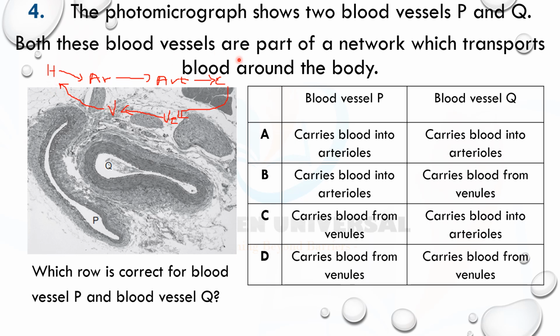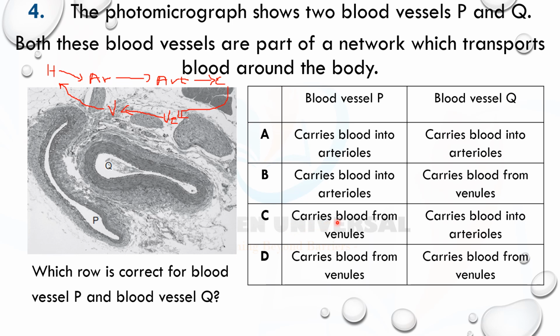All right. So they asked, which role is correct for blood vessel P and blood vessel Q? Let's go to A. A says carries blood into arteriole. Now, if P is a vein, veins don't carry blood into arteriole. Arteriole carries blood into veins or venule by passing into the capillary. So that's why A is wrong. B says carries blood into arteriole. The same thing, that's wrong.